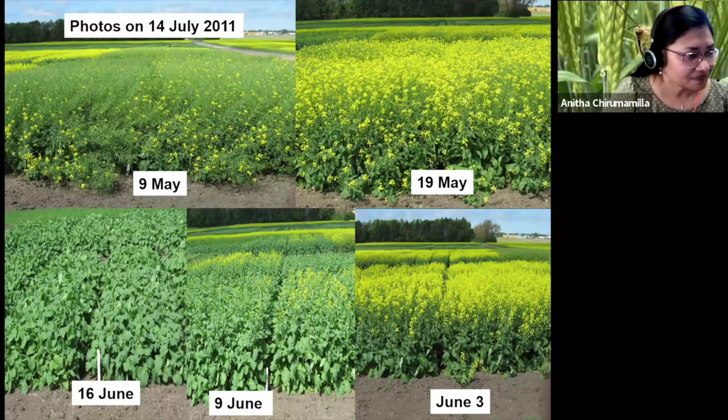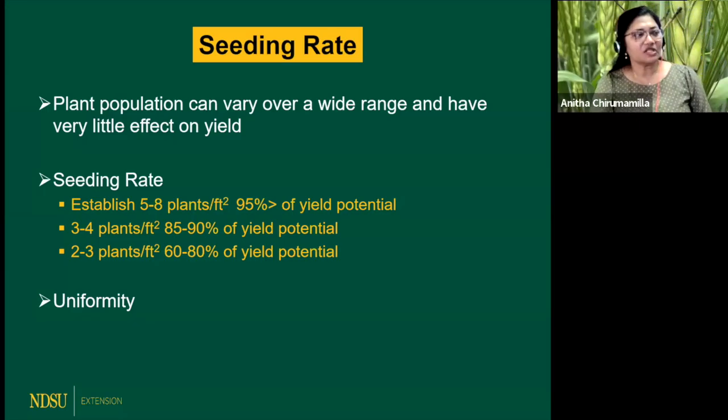So coming to the seeding rate, in canola, plant population can vary over a wide range and have very little effect on the yield. This is because canola has an ability to compensate for seedling losses and can put out more branches and thereby compensate the yield.